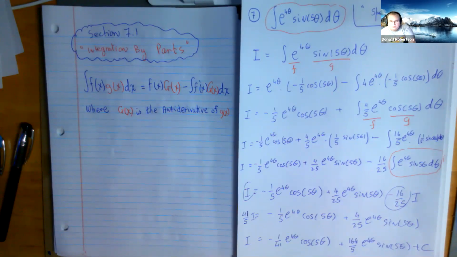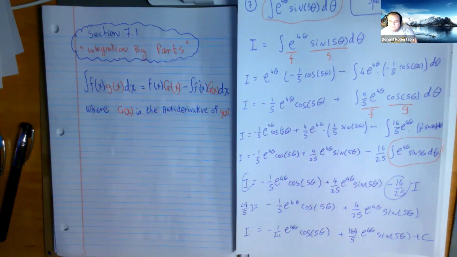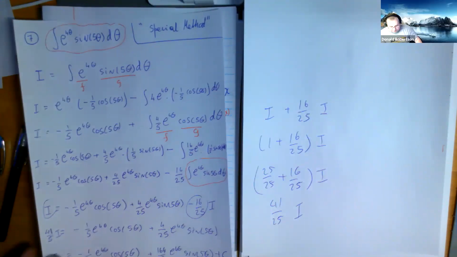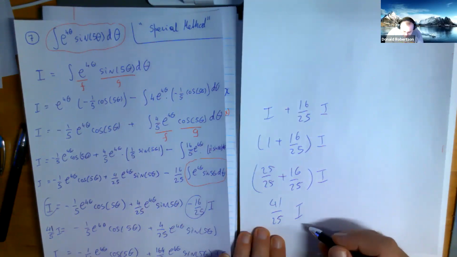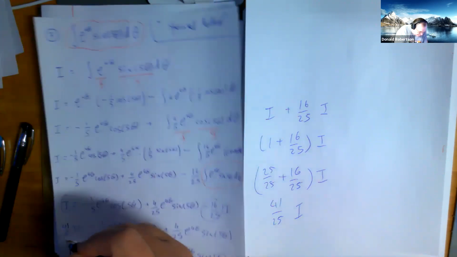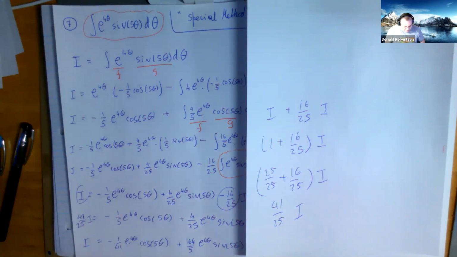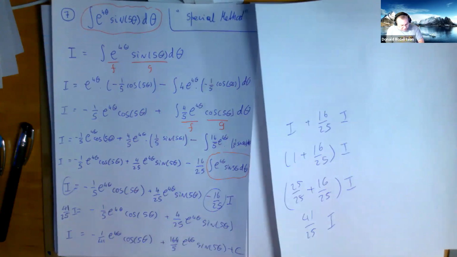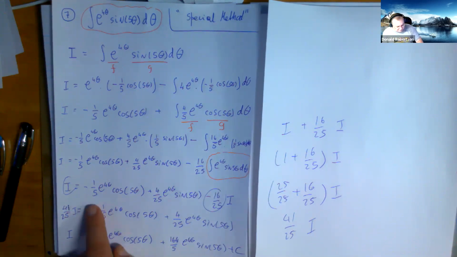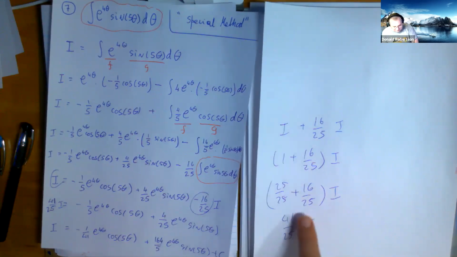Any other points that we're not sure about? Why does it say 41 over 5? I thought we'd... Oh, shoot. Should be 41 over 25, shouldn't it? Right?